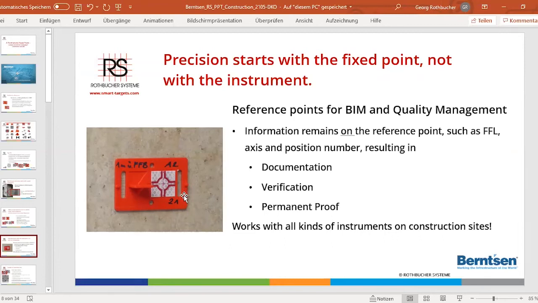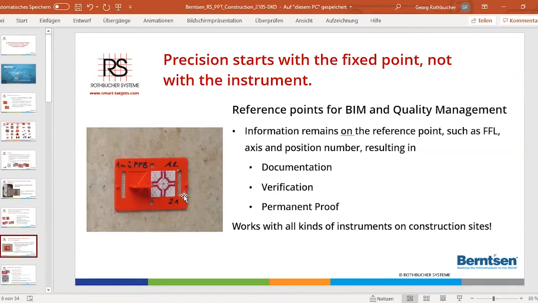And also in your own team, if someone is getting ill or is going on holiday, when you go on site and you are working for your colleague, the first thing you need is clear documentation. You need the finish floor level, you need the axis. And when you have these targets on site, there is no discussion.